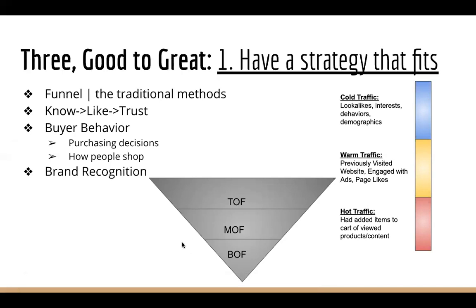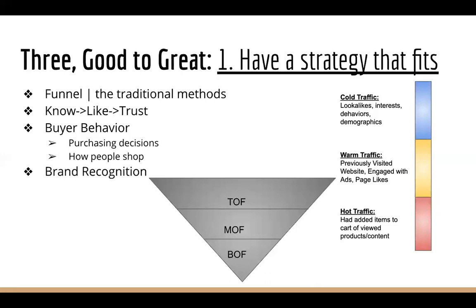And you want to figure out, having a strategy that fits is having one where you figure out where this fits your business. So take a look at this, the know, like, trust, or the cold, warm, hot, or the top of funnel, middle of funnel, bottom of the funnel, and decide where you're at with your business. So if it's a product-based business, maybe the first thing is they see a picture of it, and then you retarget those with a link to the website so people can go look at it and look at other products. And then you retarget those with a coupon for the hot traffic. What is your strategy that's there?